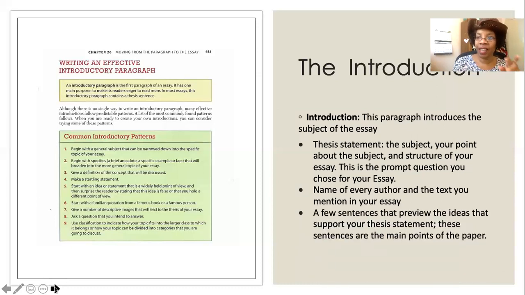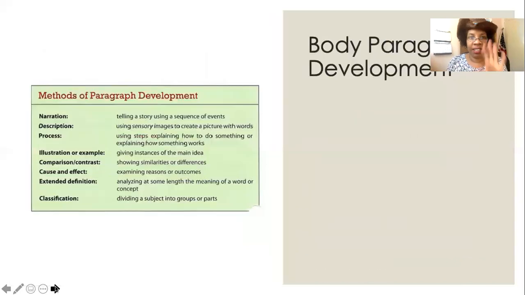A few sentences that preview the ideas that support your thesis statement. These sentences are the main points. These are the things that I want to see in that introduction. Then you can do whatever you want here except for ask a bunch of questions, okay? And a transition sentence, okay?